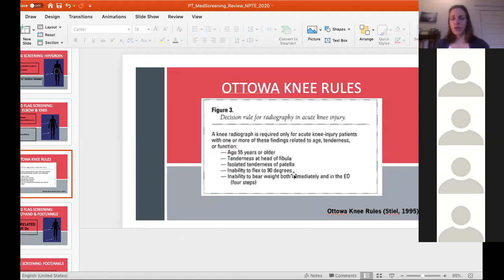Ottawa rules, here are the factors that are going to necessitate referral for suspected knee fracture. So this individual will need to get an x-ray. If they have trauma and they have acute tenderness to palpation at the patella, at the head of the fibula, can't bend their knee more than 90 degrees, older than 55, can't bear weight. Can't bear weight is consistent with Ottawa knee rules, but also Ottawa ankle rules.